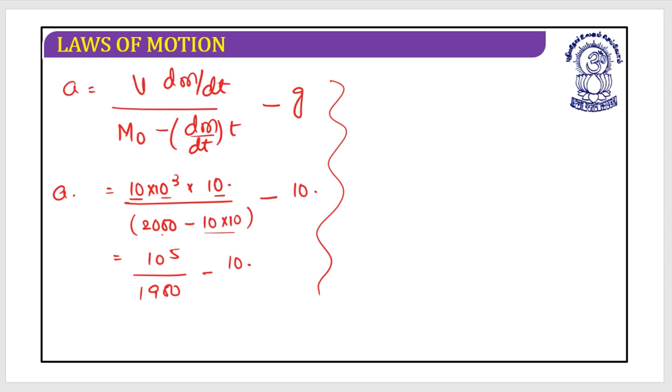I hope these things are clear. This could be written as 10³ × 10² divided by 1900, minus 10. Here 10² cancels with the 19 hundred, so we get 1000/19 minus 10. When I solve this, 1000 divided by 19, what would it be?